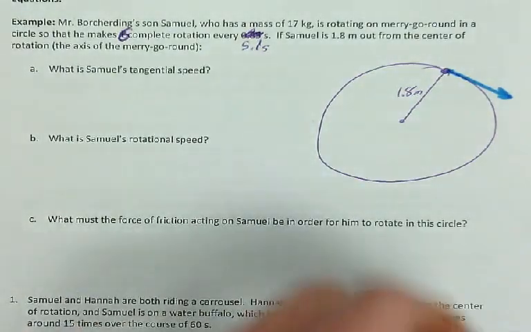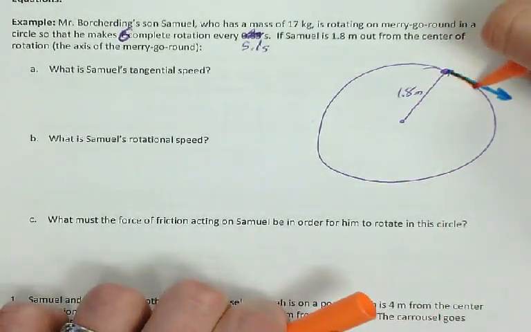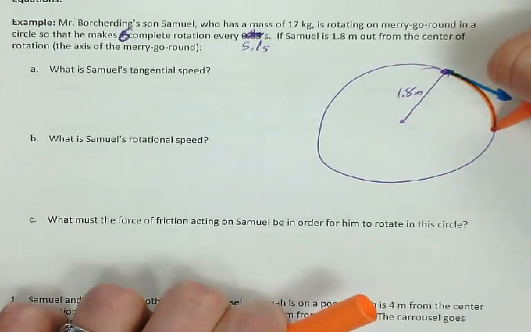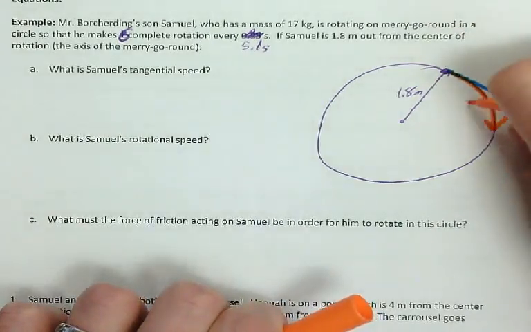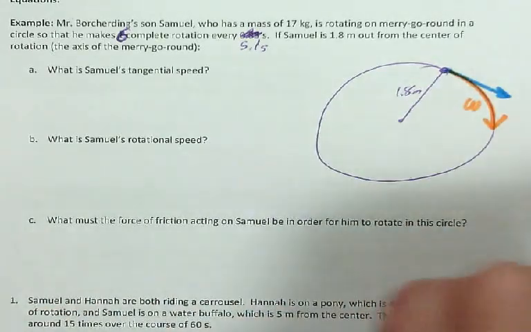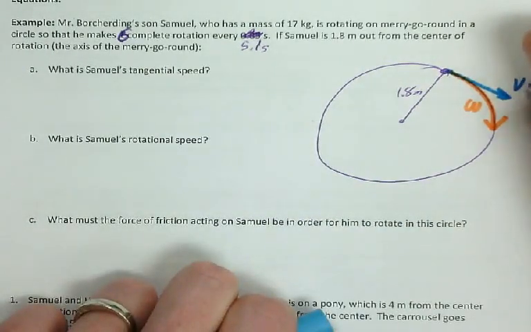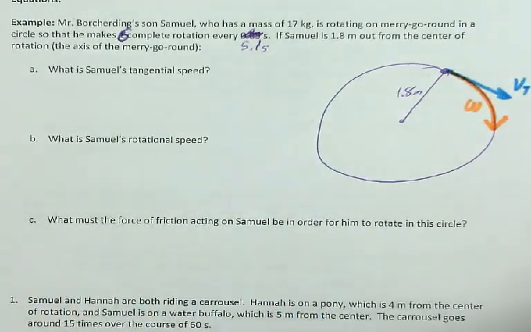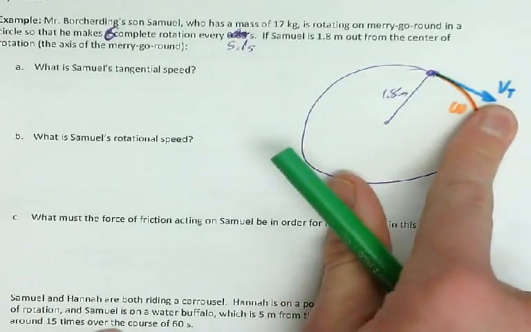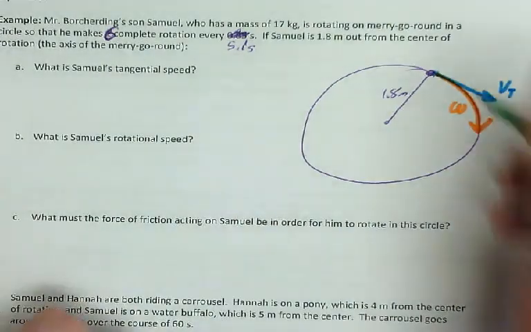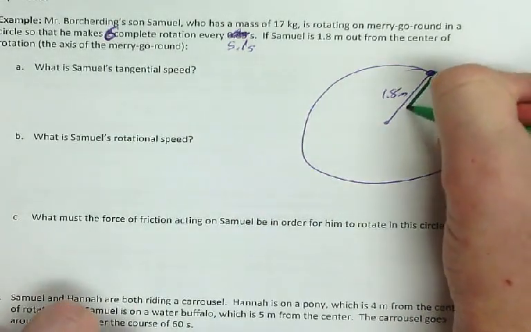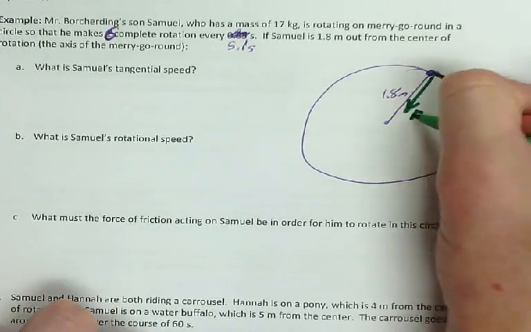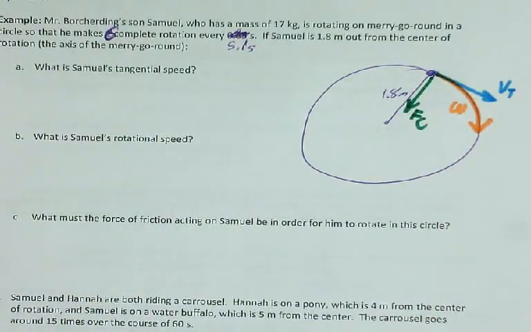It's asking me to solve for rotational speed, so that's the speed around. What's the speed out of the other straight? That's VT, tangential velocity. And then it wants me to solve for the centripetal force. I know it says friction, but friction is what makes the centripetal force. Friction is what holds his butt on the merry-go-round. Without that, he flies off.